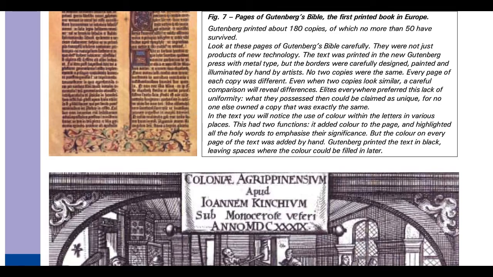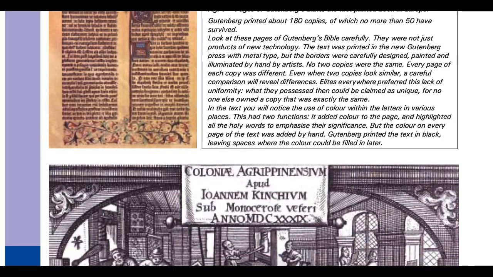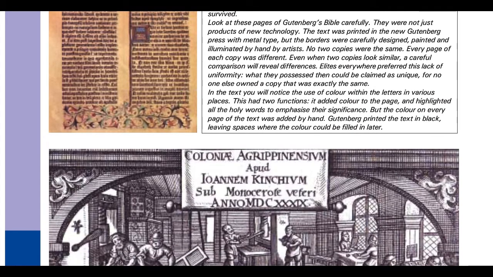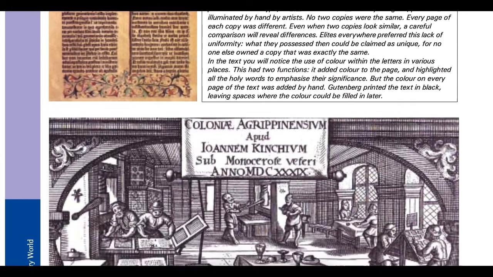In the text, you will notice the use of color within the letters in various places. This has two functions. It added color to the page and highlighted all the holy words to emphasize their significance. But the color on every page of the text was added by hand. Gutenberg printed the text in black, leaving spaces where the color could be filled in later.